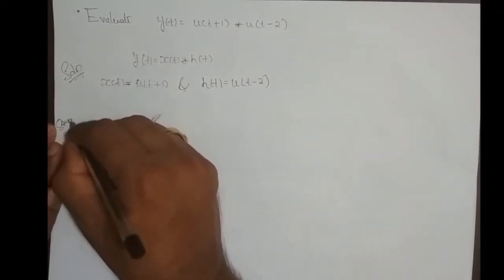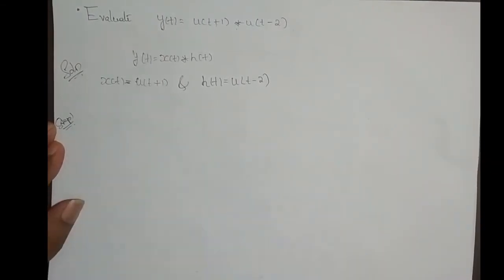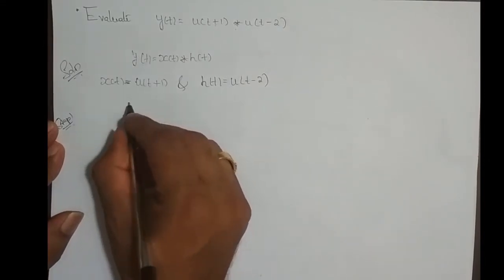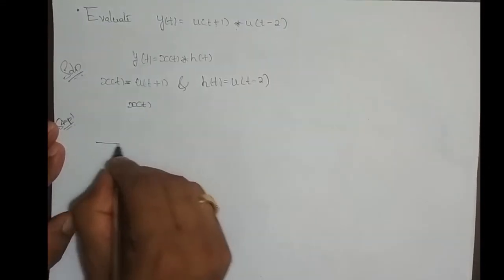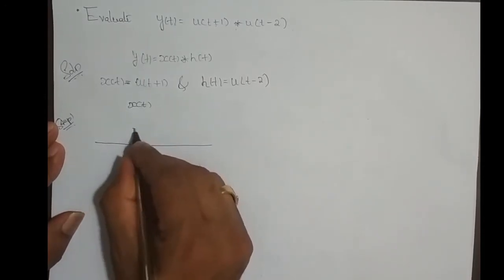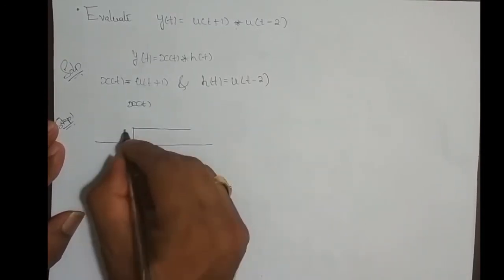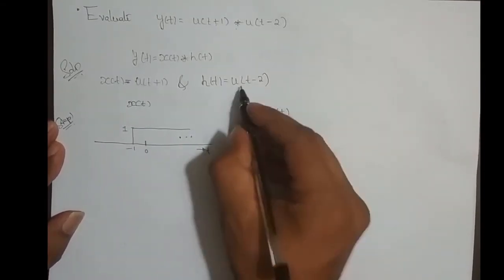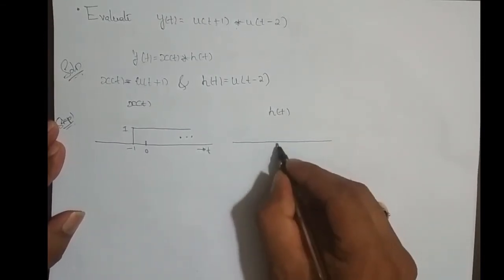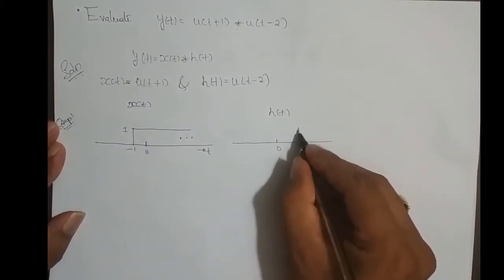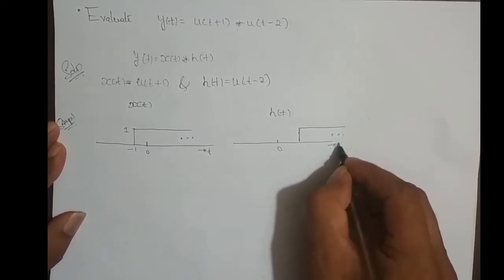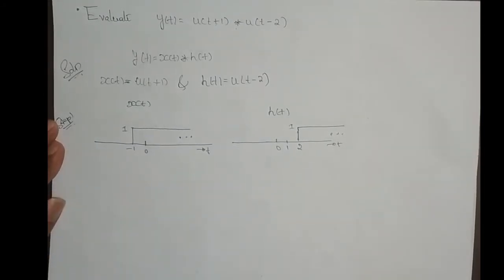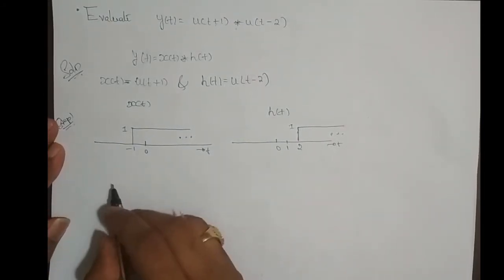Step 1: plot x of t and h of t. So x of t is a unit step function shifted left one time. So x of t is something like this. This is 0, this is minus 1, unit step function shifted left one time. What about h of t? H of t is a unit step function shifted right two times. This is 1, this is 2. Correct, no? Yes.